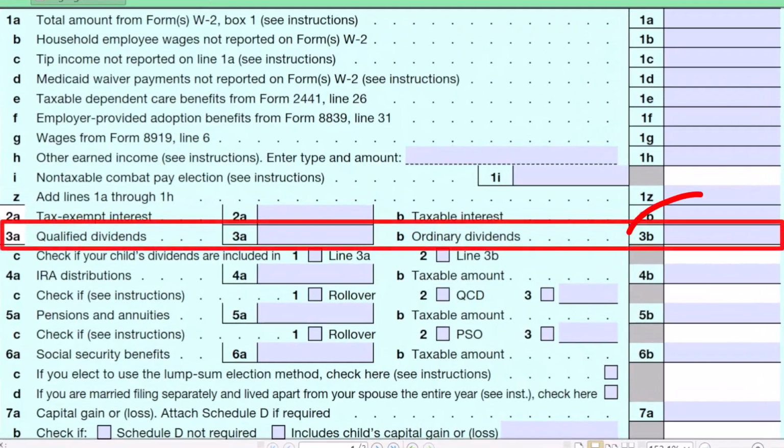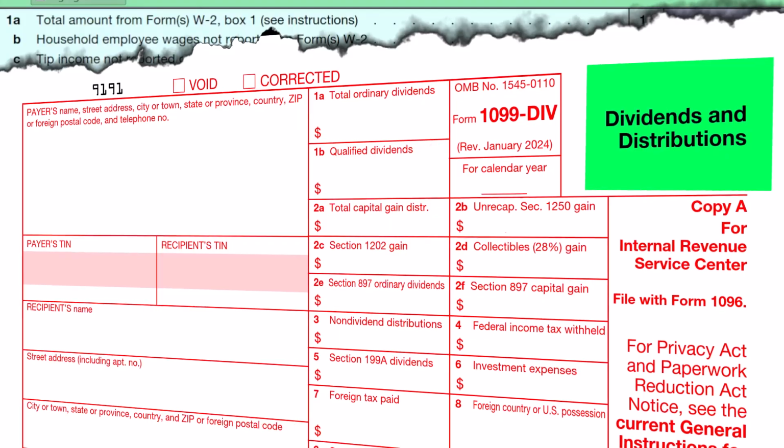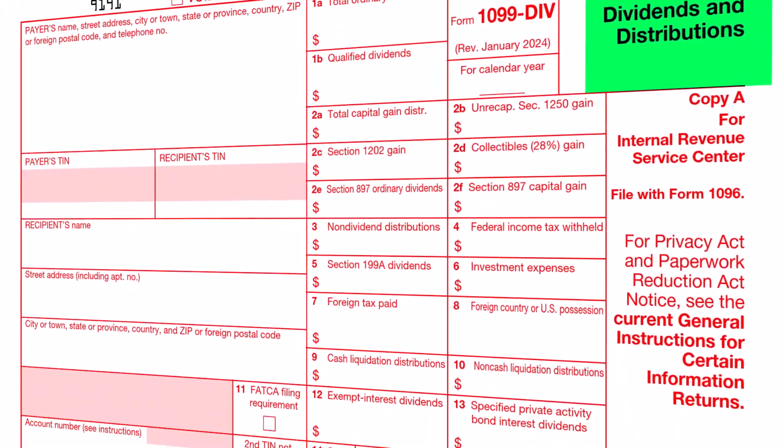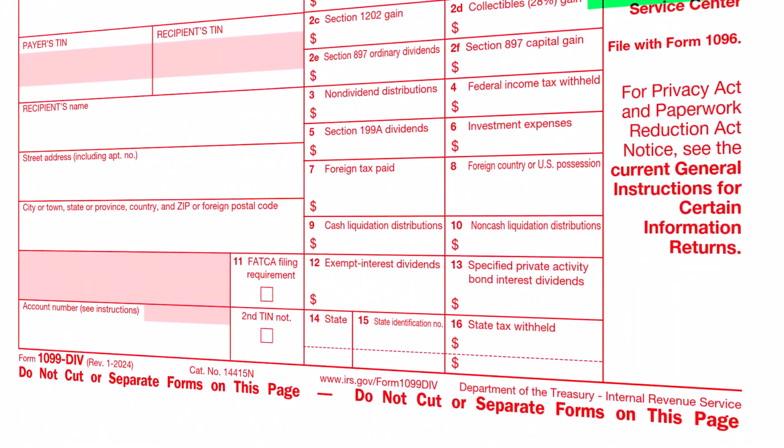Let's focus on Line 3B, which is the starting point for reporting your share of corporate profits, known as ordinary dividends. These are payouts from stocks or mutual funds that are generally taxed at your regular income tax rate. For example, if you own shares and they send you a Form 1099-DIV showing $100 in box 1A, you enter that total on this line.